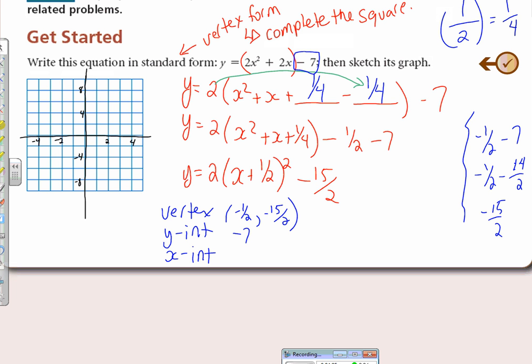Okay, so let's do a quick sketch of this. We've got our vertex. Got our grid on there. Vertex is at -1/2 down to -15 over 2. That's 7.5. And then we've got a y-intercept, which was -7. These are going by 2s, 2, 4, 6, 7. And should have actually gone a bit further over.